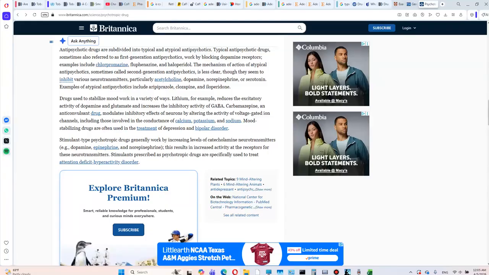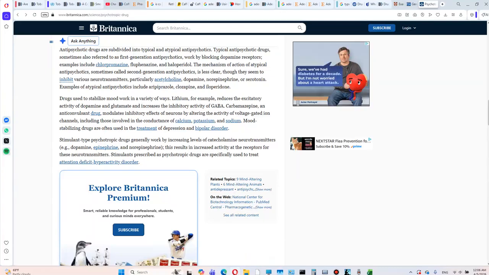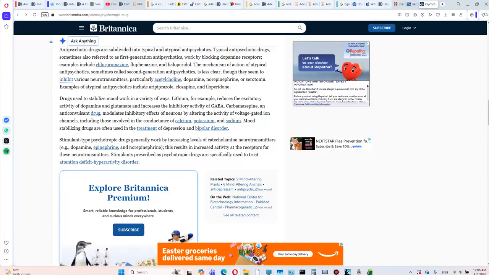Stimulant-type psychotropic drugs generally work by increasing levels of catecholamine neurotransmitters. Example: dopamine, epinephrine, and norepinephrine. This results in increased activity at the receptors for these neurotransmitters. Stimulants prescribed as psychotropic drugs are specifically used to treat attention deficit hyperactivity disorder.